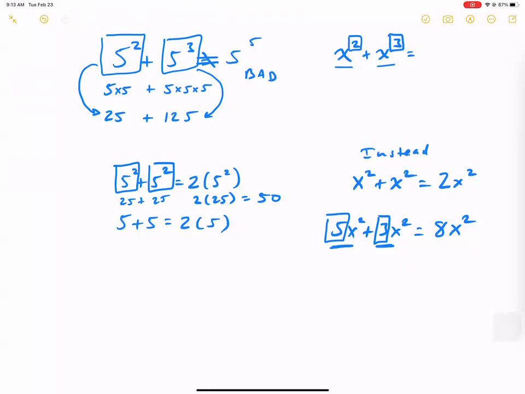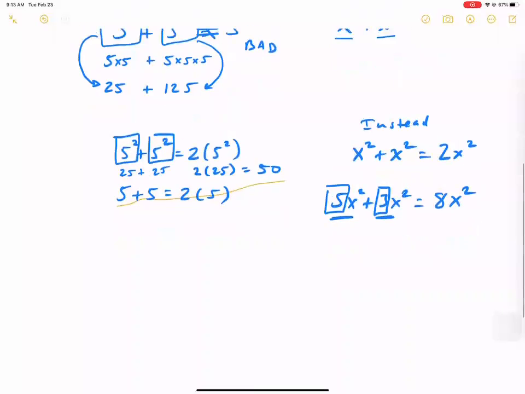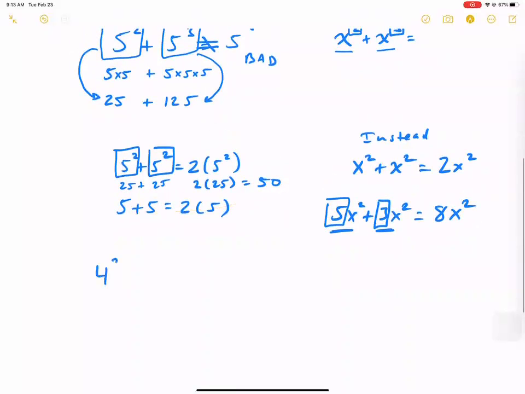If they have the same exponents, the same variable with the same exponents, yes, we can add them because they're the same type of group. Let me give you another example of this. If I say 4 squared plus 4 squared plus 2 to the 4th, will these be the same numbers?